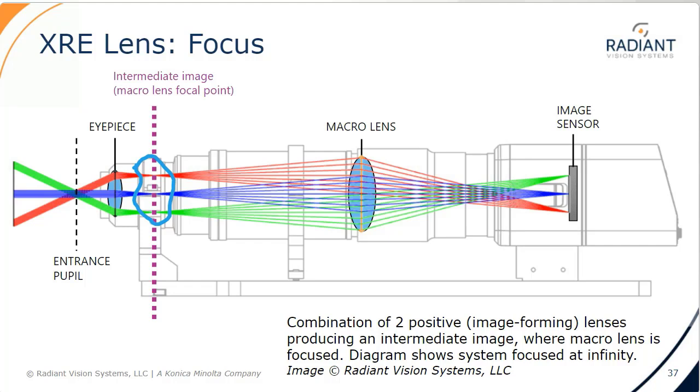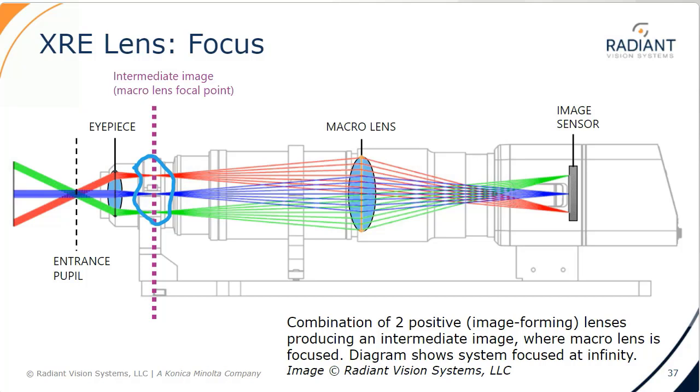In application, when the f-stop position of the eyepiece is effectively focused at infinity, as shown in this image, the macro lens can be focused on this f-stop position to focus the entire system at infinity. To focus the imaging system at a shorter distance, the macro lens can be focused on this intermediate image plane located behind the f-stop of the eyepiece.